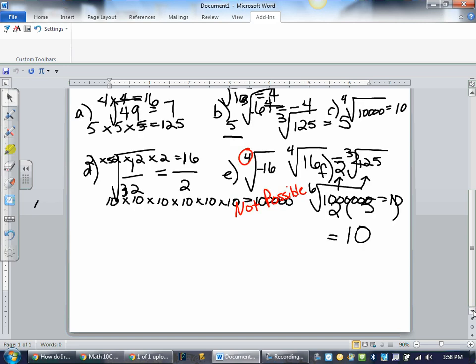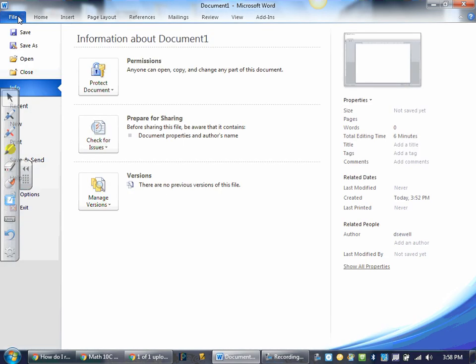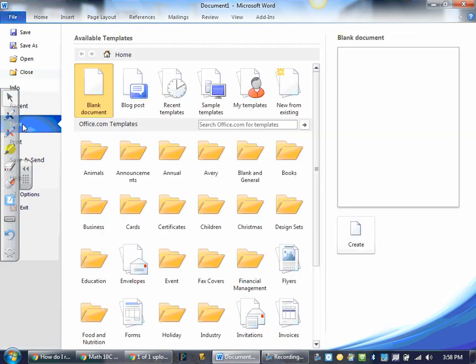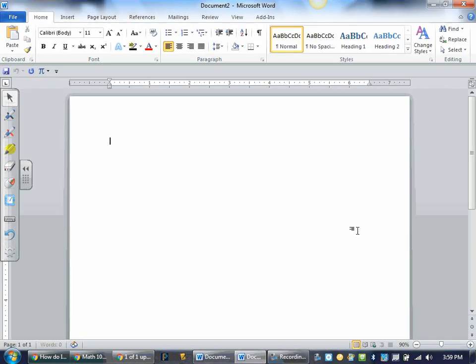I'm not sure how to add a page. Maybe I'll just get a new one. Sorry for all that. Okay, so we're going to get a new page.